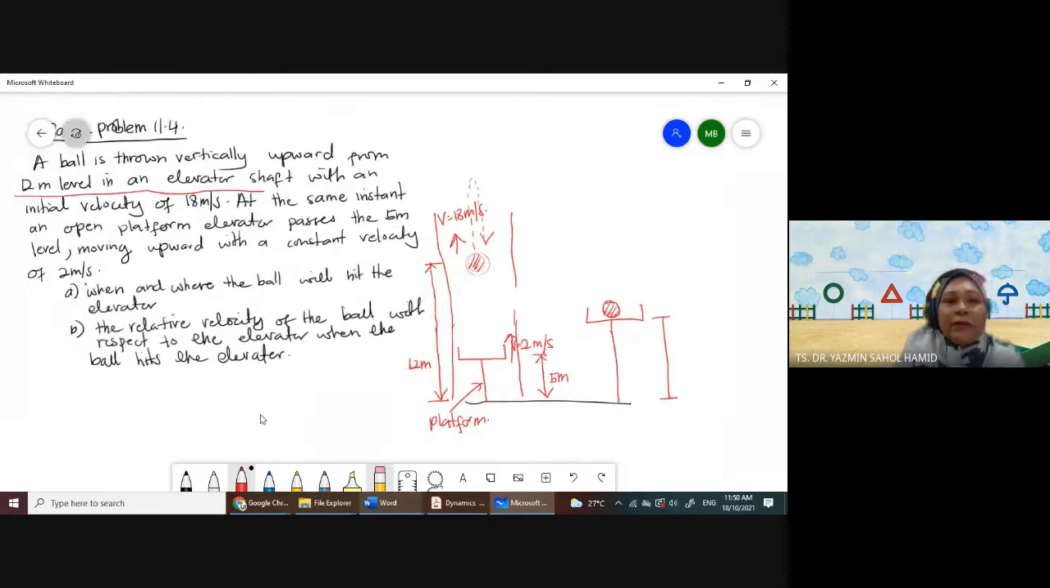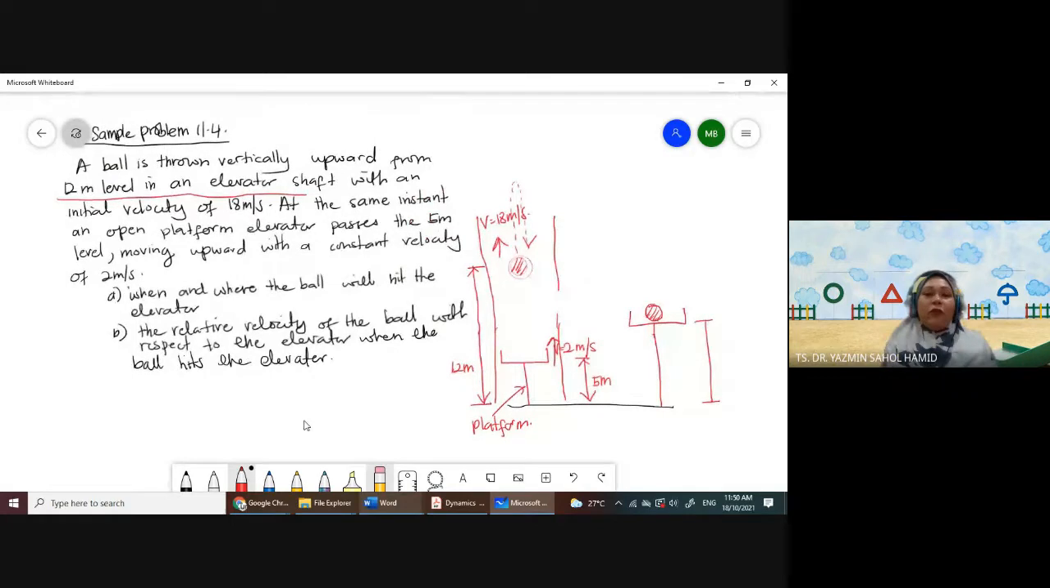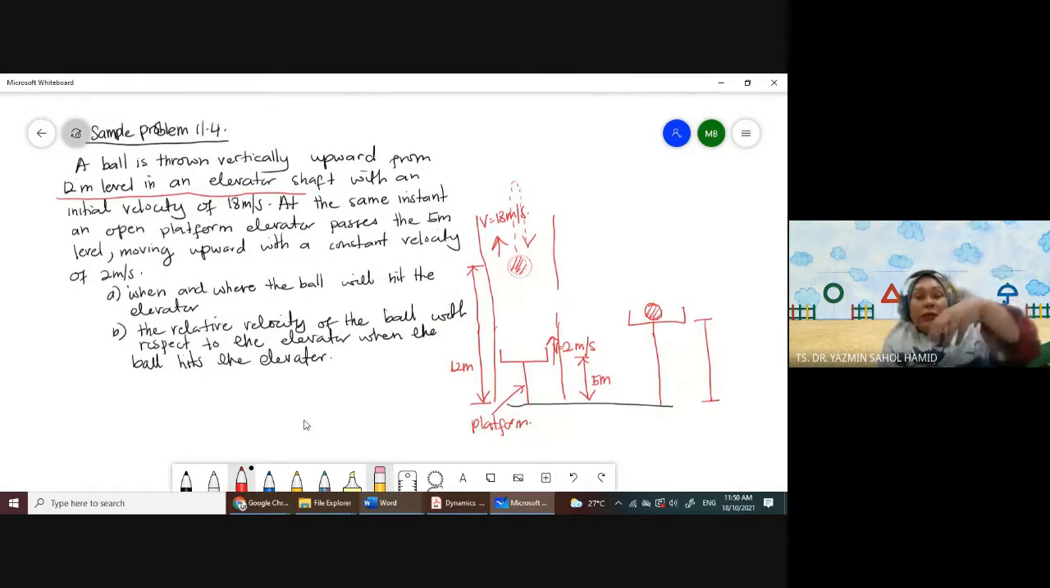Okay, now, so let's read back the question. Okay, do you understand? So just imagine ada satu platform elevator, dia tengah going up. At the same time, there is a ball that is dropping down. So at a certain time, they akan contact with each other. Yeah. Okay, that's good. Okay. All right. So we know that this is a rectilinear question, because it's moving in a straight line. And at the same time, we know that this question uses constant acceleration. Why?